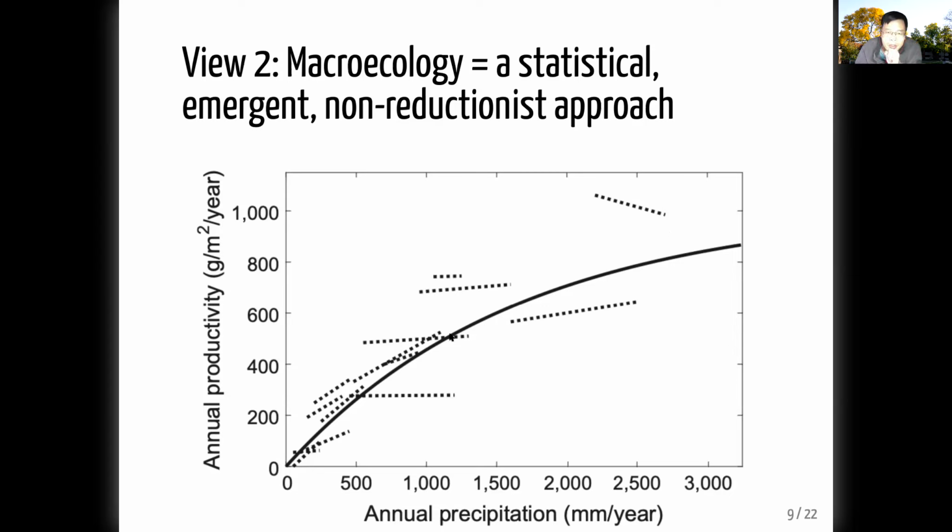But if we look at all the sites together, it is clear that we get this positive nonlinear relationship between precipitation and annual productivity, which none of the individual sites tells us. So even if we study each site using this reductionist approach, we're not going to produce this emergent pattern. This justifies the importance of macroecological study.